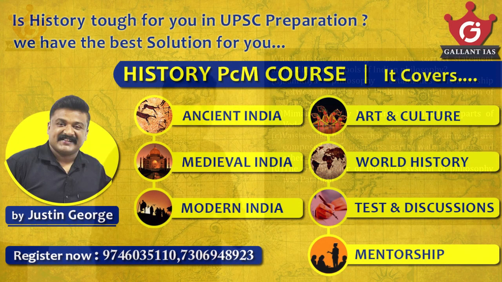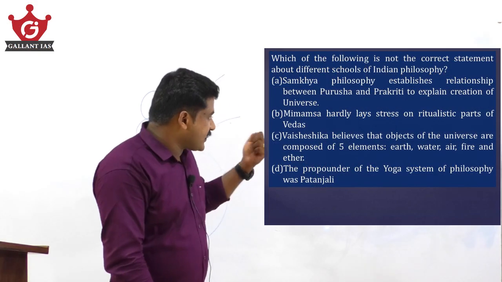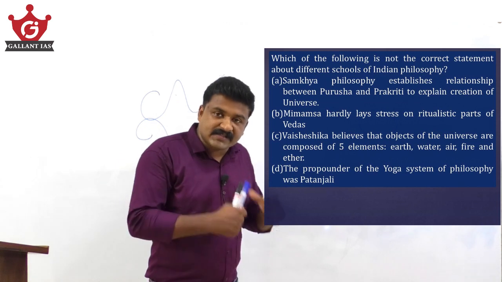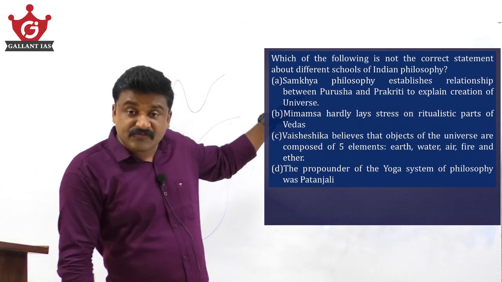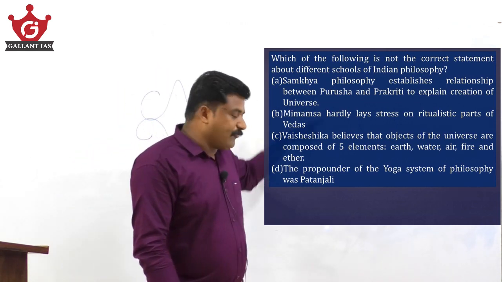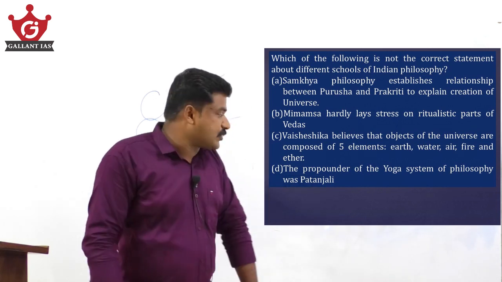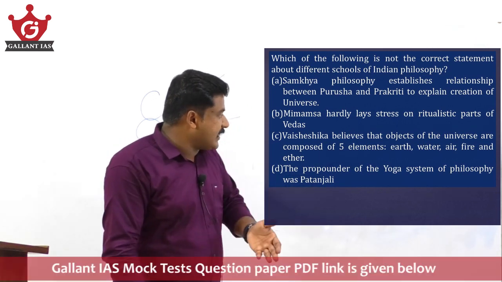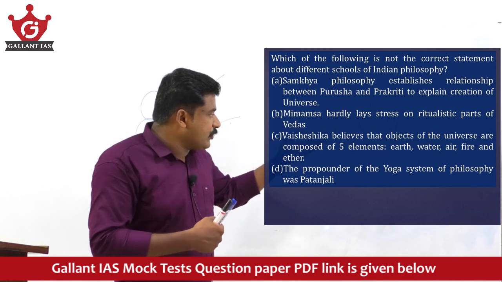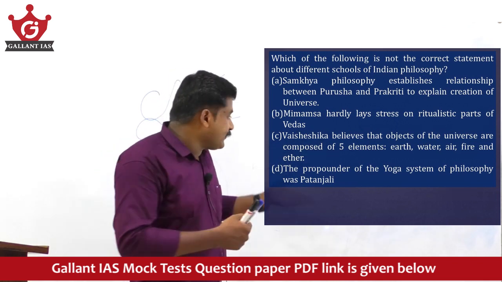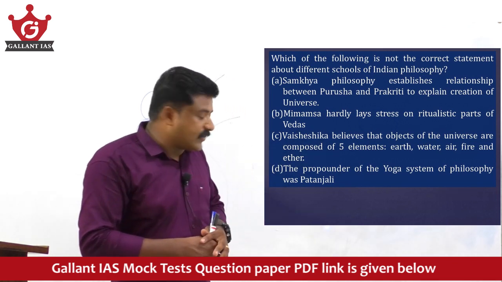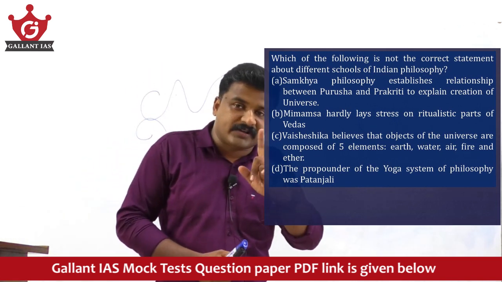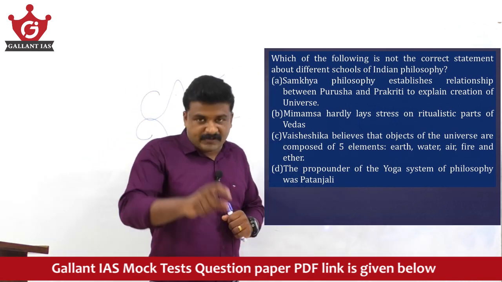When statements use such extreme words, you can see that most of the time they may go wrong. So the second is the wrong statement, and that itself is the answer, because it is asking for the not correct statement. Out of the 4 choice statements, only 1 is not correct. Vaisheshika believes that the universe is composed of 5 elements. That is true. The propounder of yoga philosophy is Patanjali, that is also true. So the not correct one is the second only. That is the answer.